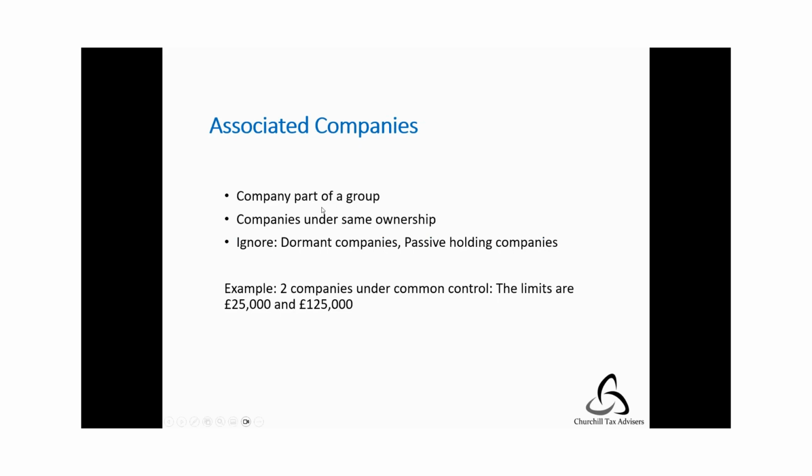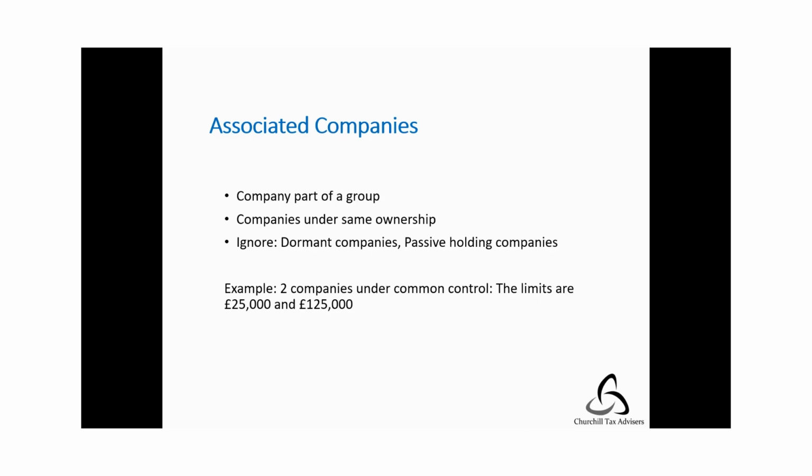Okay, so associated companies. What is an associated company? It could be a company part of a group, for example, a parent and a subsidiary, or a parent with 2 or 3 subsidiaries. With 1 subsidiary, that would be 2 associated companies. With 2 subsidiaries, that would be 3 associated companies, and so on. The second one would be companies under the same ownership. So, for example, if I own 6 companies, I would have 6 associated companies, even if they're not part of the same group. So that's important to consider. If I have 2 companies, then those companies will have 2 associated companies.